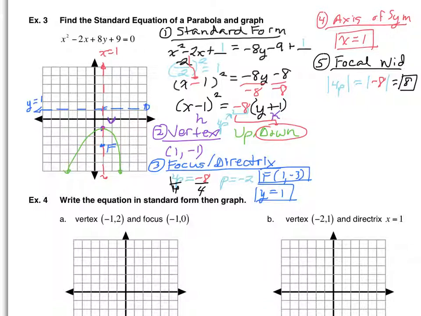That wasn't so bad. You've got to work on your completing the square and putting your equation in standard form. That's the key. If you can't put it in standard form, you're not going to be able to graph it. Because graphing it by now should be easy.